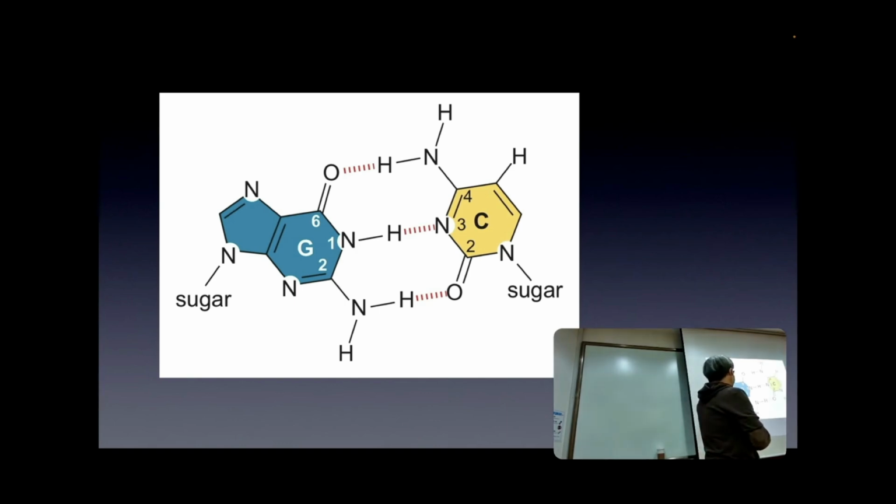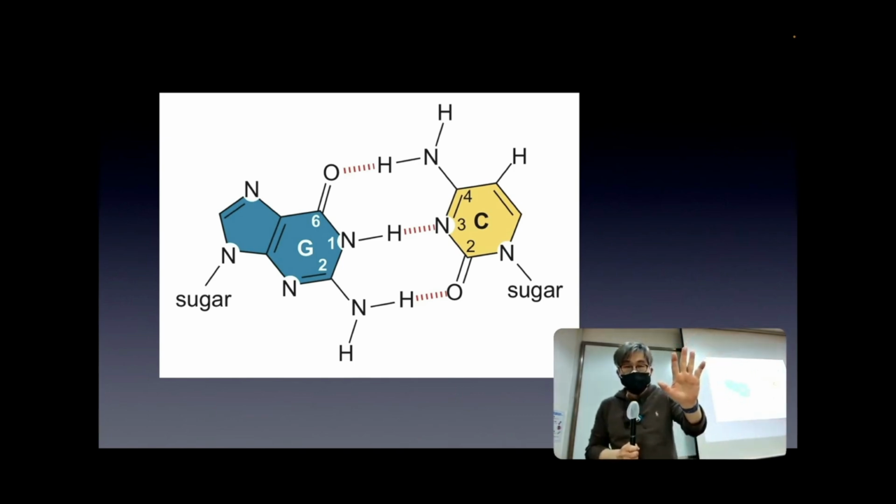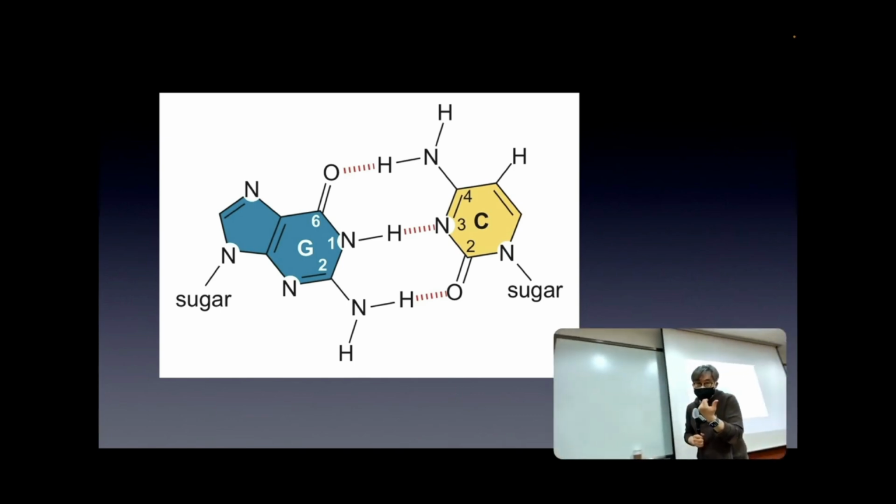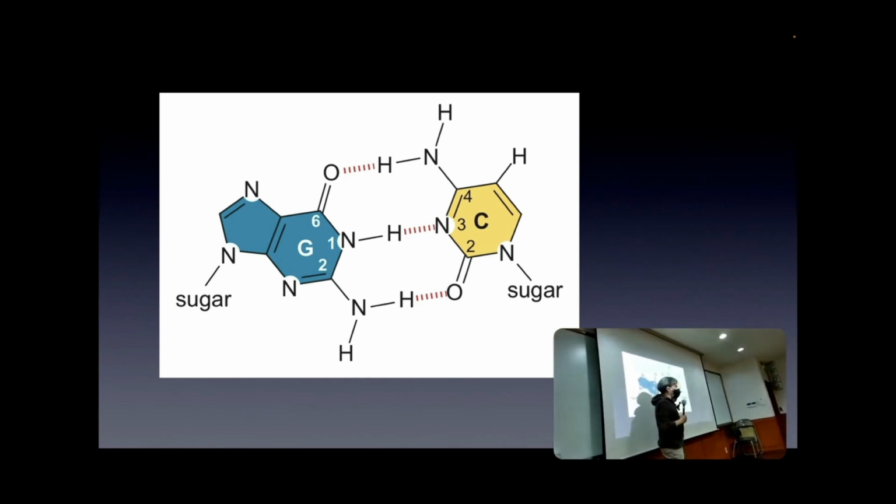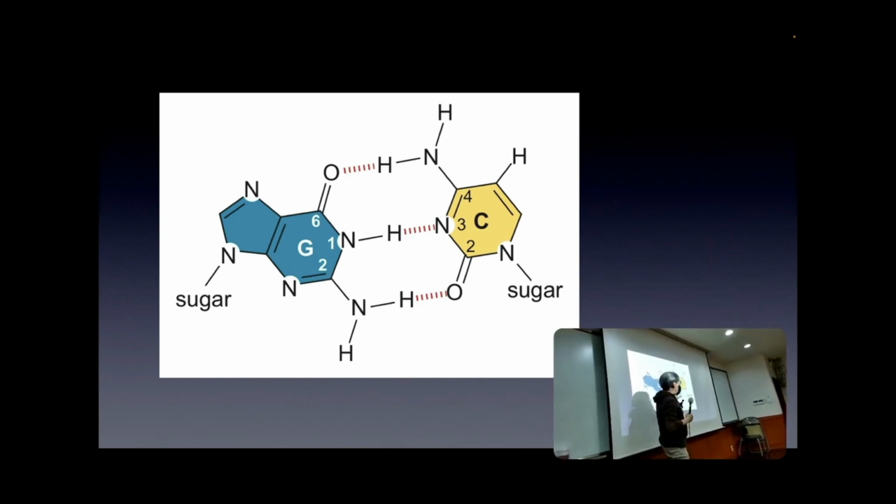So this chemical structure, here the letter G stands for guanine. Nobody needs to remember the exact chemical structure. And this one is the cytosine. And between guanine and cytosine, as you can vaguely recognize, all this dotted line indicates the hydrogen bond.